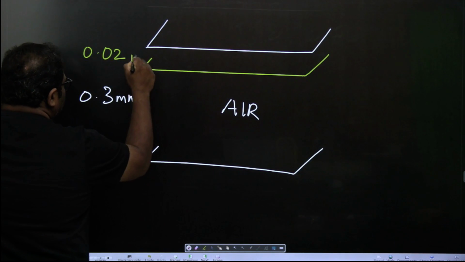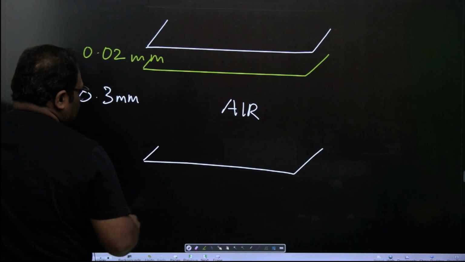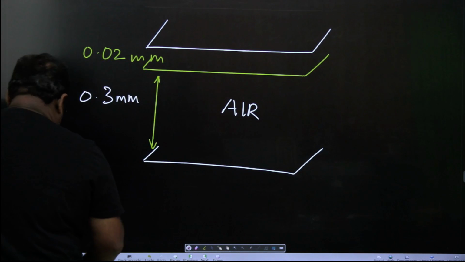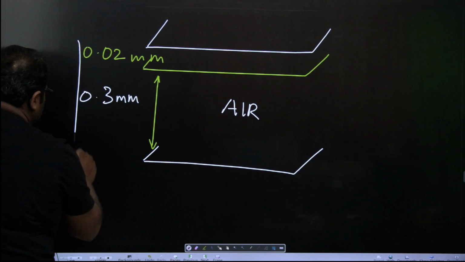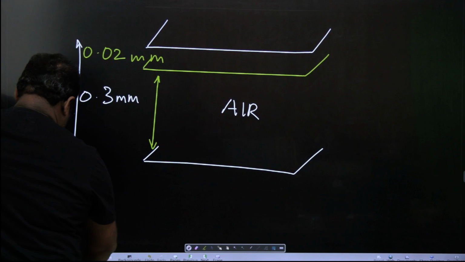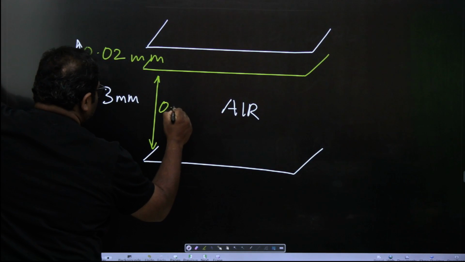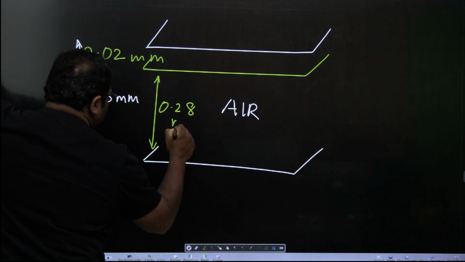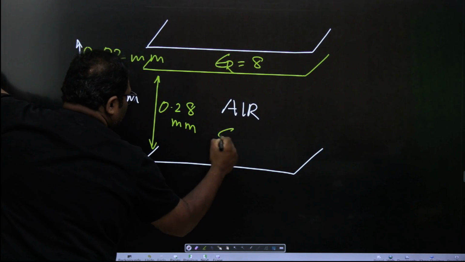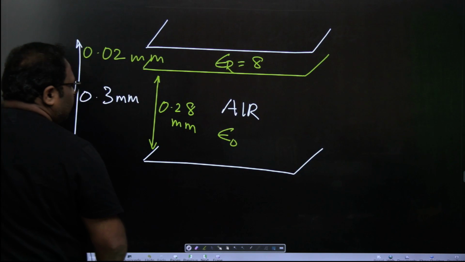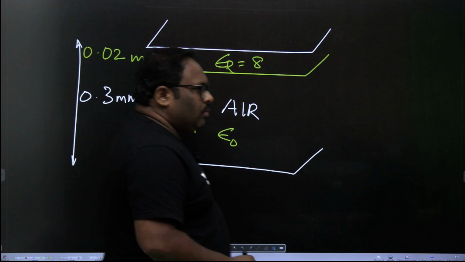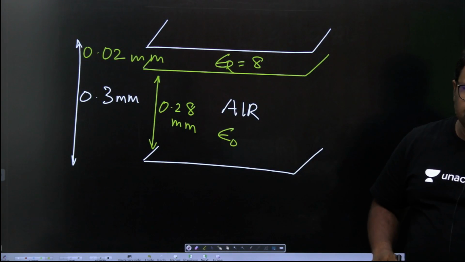0.02 mm, so that the remaining portion of the total of 0.3 mm is 0.28 mm. The mica has an epsilon r of 8 and the air has epsilon naught. They're asking to find the actual capacitance. So how do you get the actual capacitance?